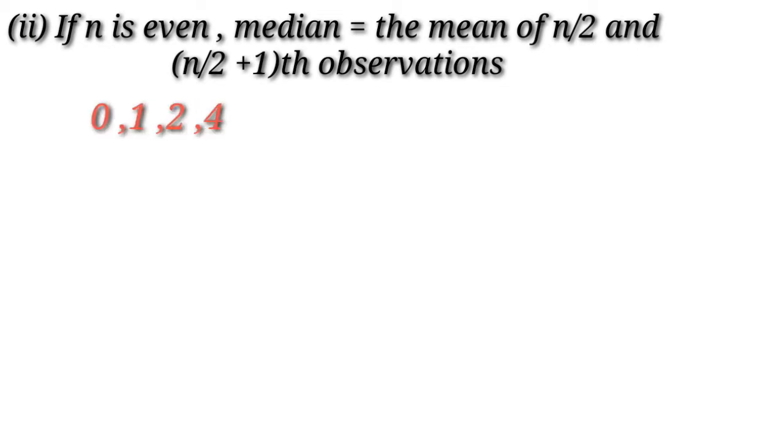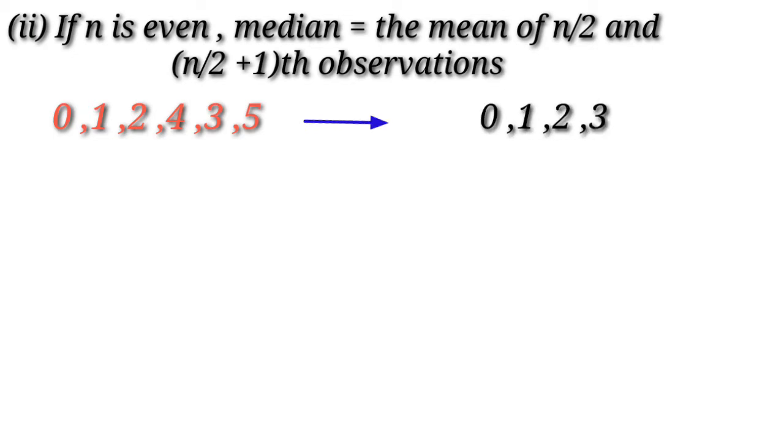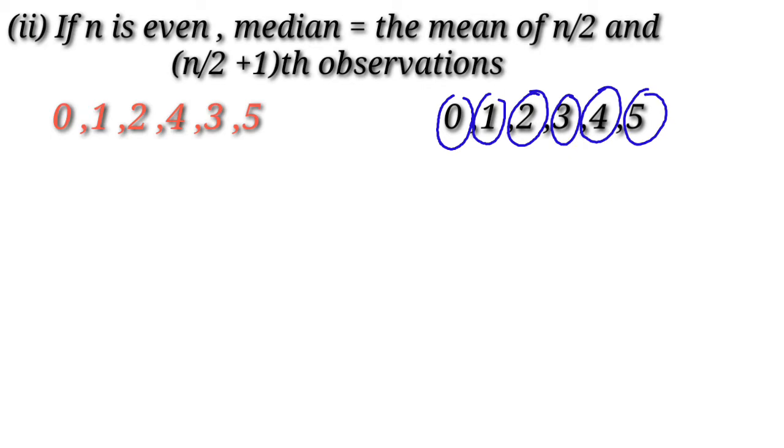The given data is 0, 1, 2, 4, 3, 5, which is not arranged. So follow step 1, arrange in order and then count the number of observations. Let's count: 1, 2, 3, 4, 5, 6. So there are 6 observations. So n equals 6.